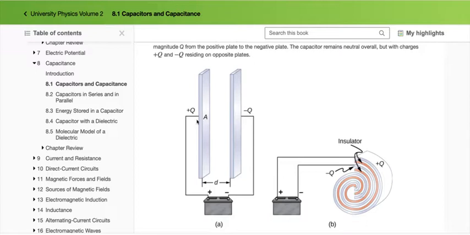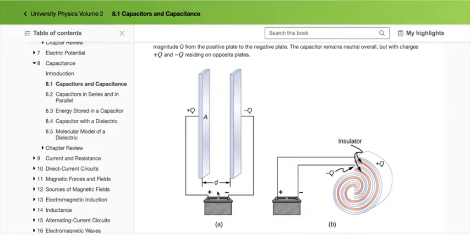Some charge is going to flow. What's actually going to happen is electrons are going to flow off of this plate into the battery. And here, electrons will flow out of the battery onto the other plate, leaving a net positive charge on one side and a negative on the other. That will create an electric field in between the plates, and we'll get charge stored on each of the plates.